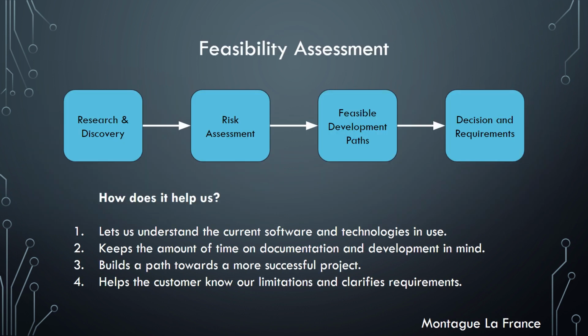Hello, my name is Montague, and I will be going over the feasibility assessment and how it helped the research and development for the collaboration component of the Solar System Trek system. The team utilized four main concepts: research and discovery, which helped us to understand the current software and technologies used; risk assessment, which allowed us to calculate the amount of time required for documentation and the development pipeline; feasibility development paths to determine possible approaches to developing our additions to existing software for a successful project; and decision and requirements to help inform the customer of limitations and clarifying the requirements.